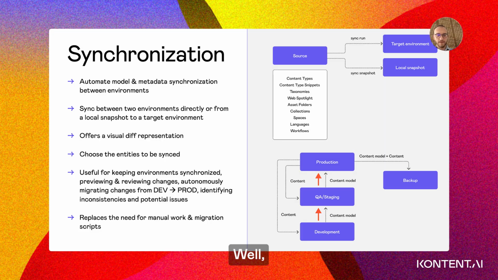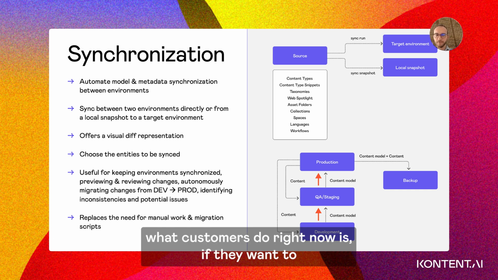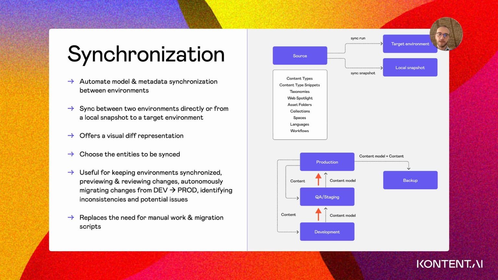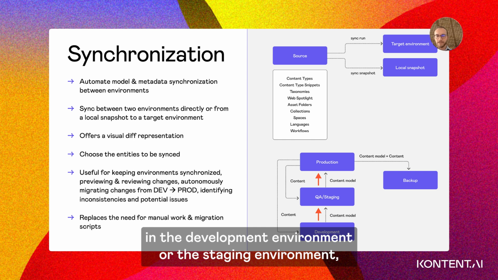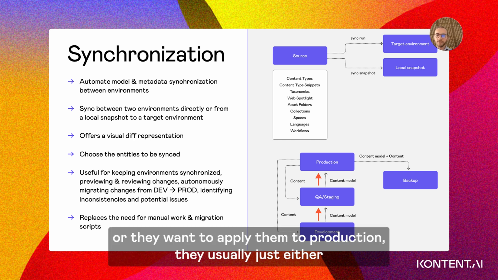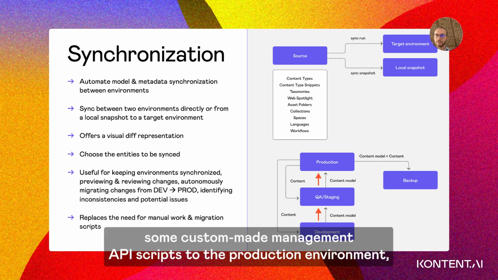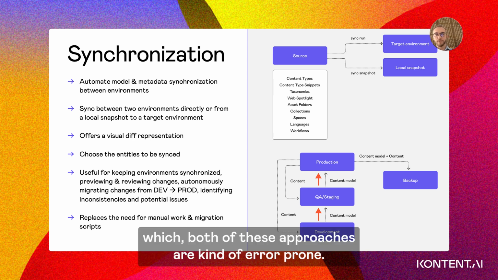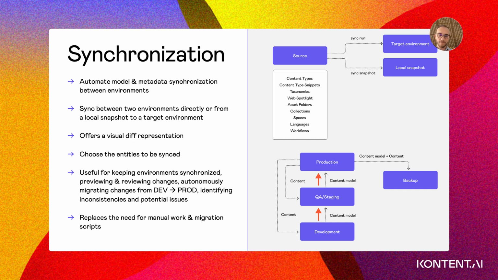Sure. Well, currently, during our consulting sessions with customers, we notice that mostly what customers do right now, if they want to apply the changes they made to the content model in the development or staging environment to production, is either manually reproduce the changes there, or apply some custom-made management API script to the production environment. Both of these approaches are error-prone. It's easy to make mistakes. It's easy to lose data during the process.